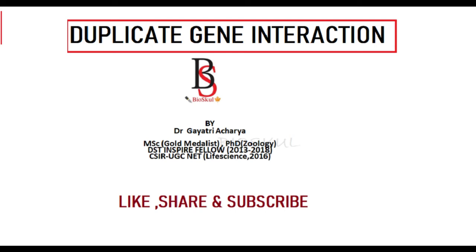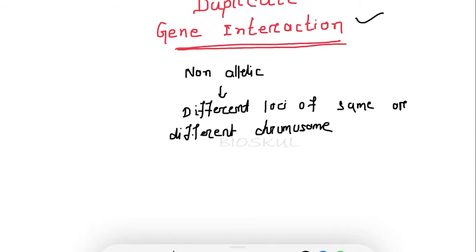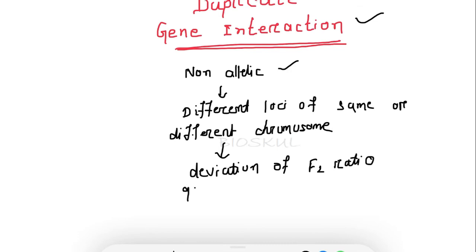Duplicate gene interaction is a type of non-allelic gene interaction. The duplicate genes may be present on different loci of the same chromosome or on different chromosomes. All non-allelic gene interactions lead to a deviation of the ratio of the dihybrid cross, which is 9:3:3:1. This is the basic.